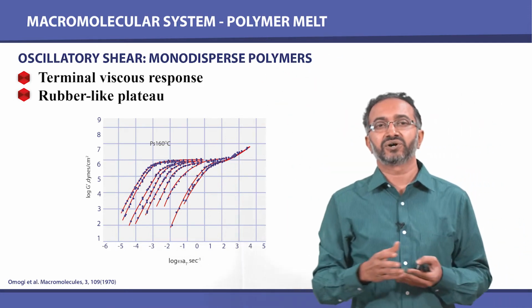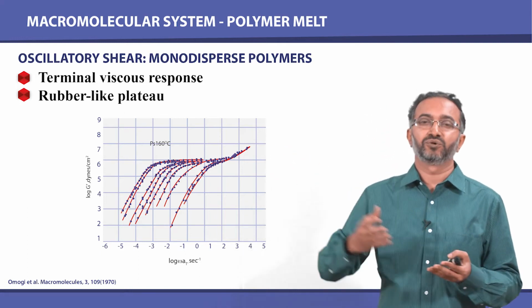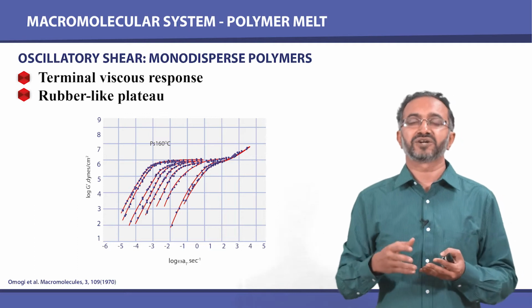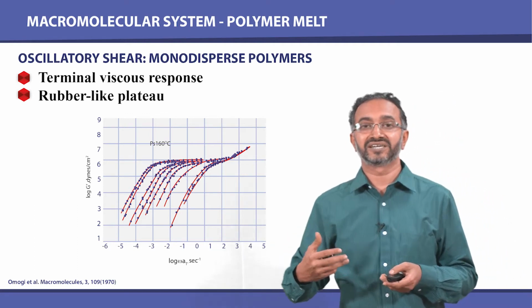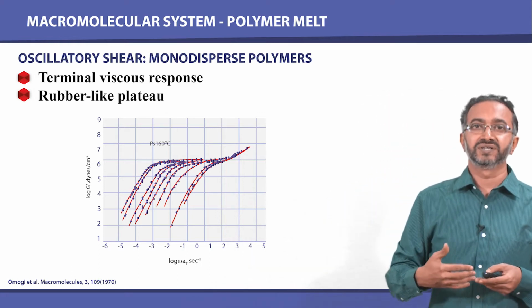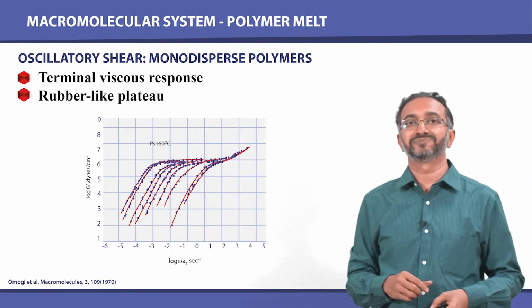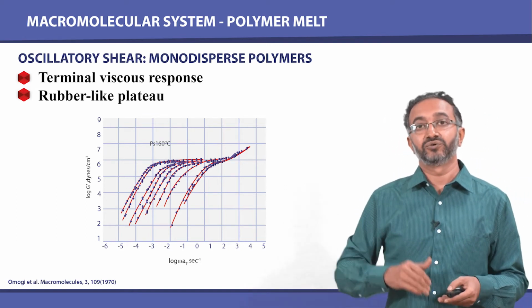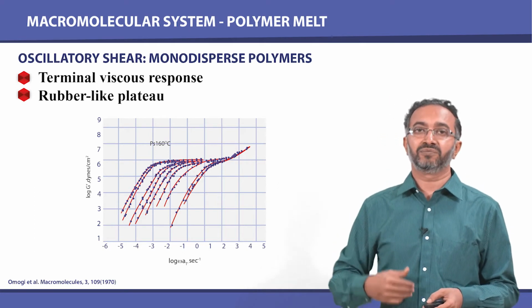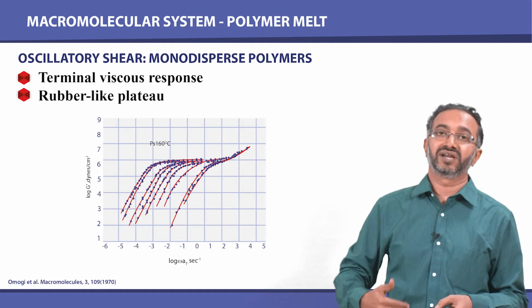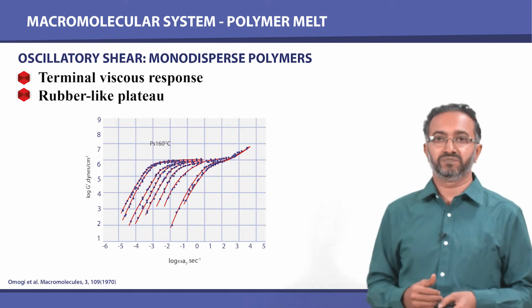And so, the G prime and G double prime keep on increasing monotonically without a plateau behavior in case of a polydisperse sample. So, careful experimentation with very controlled samples gives us a better idea of what the inherent mechanisms are. And so, in this case, doing experiments with monodisperse polymer gives a much better idea about the role of entanglement, reptation and the presence of rubber like plateau in case of polymer melts.